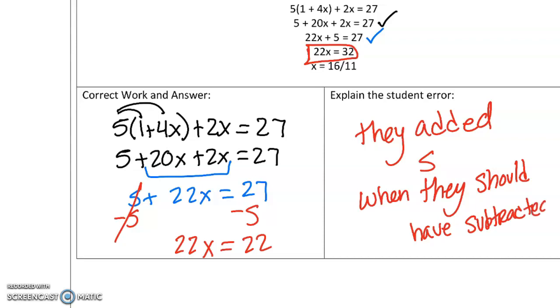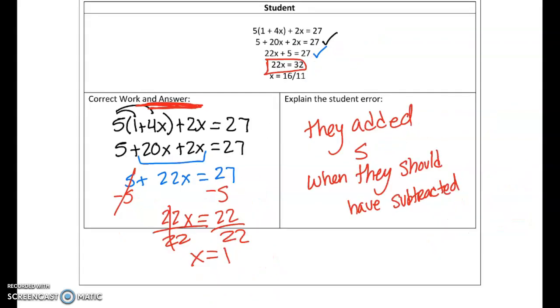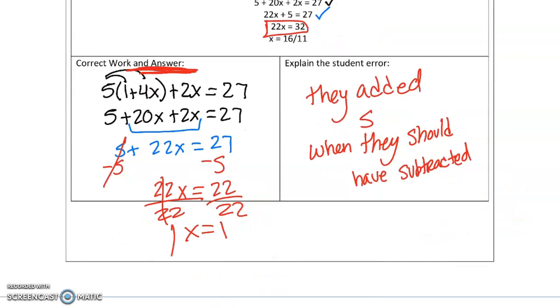Are you okay to stop your problem here? Yeah. No. Why not? Because it asked you for the work and the answer. So you have to get x by itself. What do I need to do? Divide 22 on both sides. And I get? 1. And hopefully you'll box your answer for me.